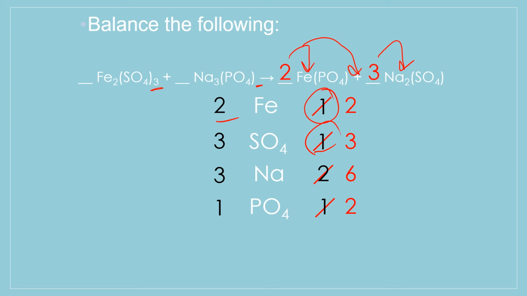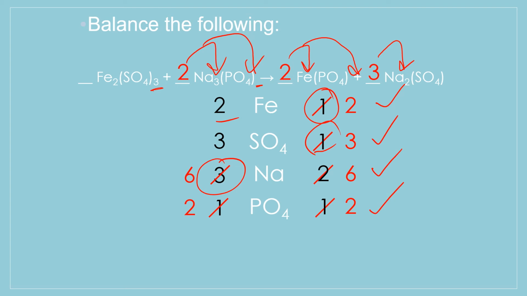Now moving down, y'all, I have 3 over here, which is a smaller number. What number times 3 gets me 6? The answer is 2. So again, the 2 multiplied to 3 gets me 6, but it also distributes to the PO4. So 2 times 1 gets me 2. Every single element and polyatomic ion are equal. And so I look for an empty space, put a 1, and I am done.